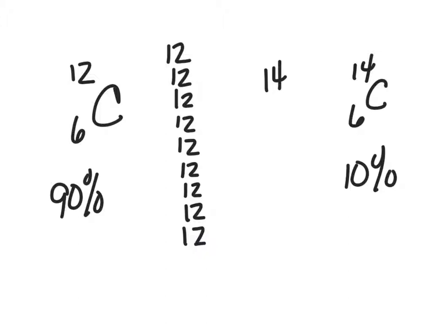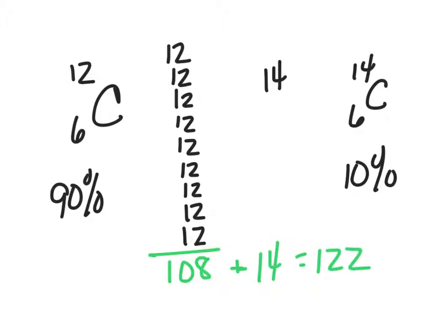Well, if I take all of these numbers and add them up and divide by 10, I will get an average. So 12 times 9 is 108, plus 1 times 14 is 14. 108 plus 14 equals 122. Now I'm going to divide by the total that I have here, which is 10. So 122 divided by 10 is 12.2. That is the average mass if I had 90% of the time carbon-12 and 10% of the time carbon-14.